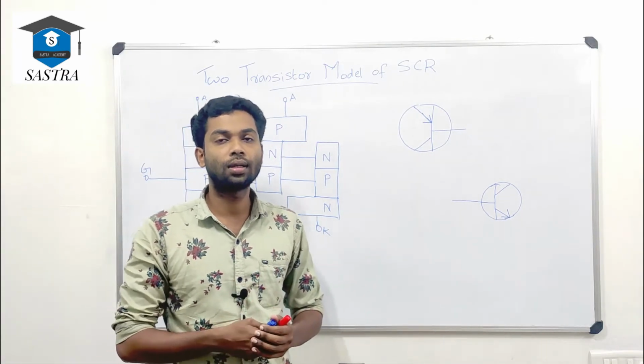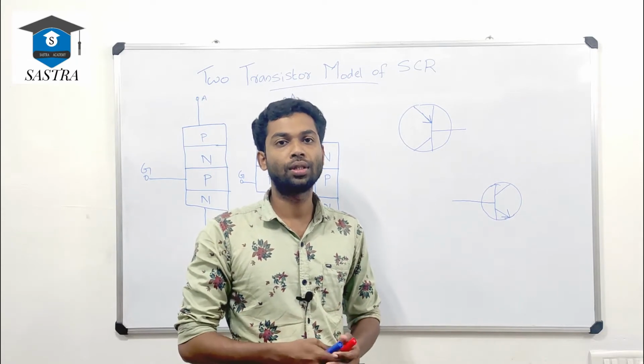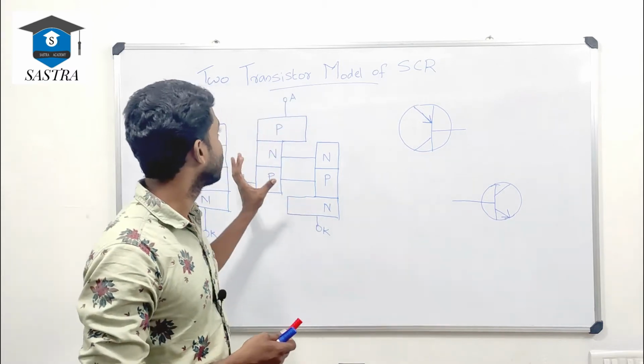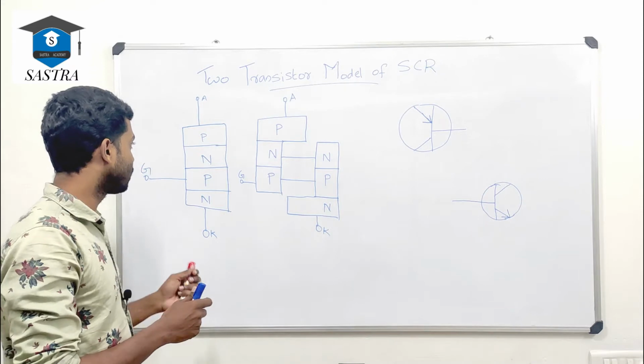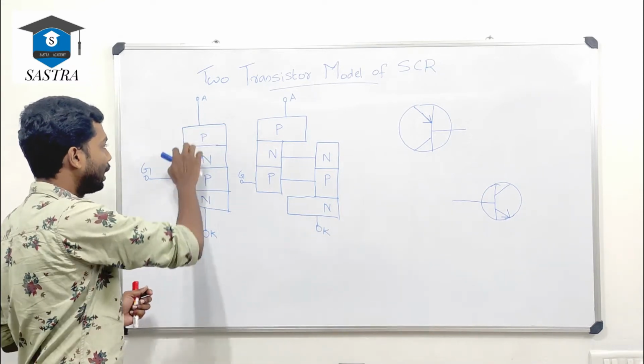Now, in this class, we will explain the SCR structure and working principle, and the modes of operation. Now, the SCR working principle, the two transistor model, we will explain. So, consider the structure of a silicon controlled rectifier, a PNPN, 3-terminal device.